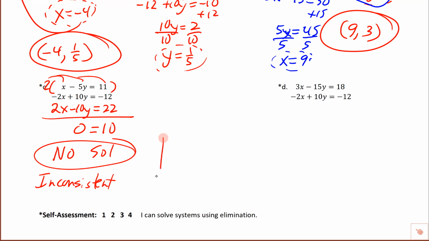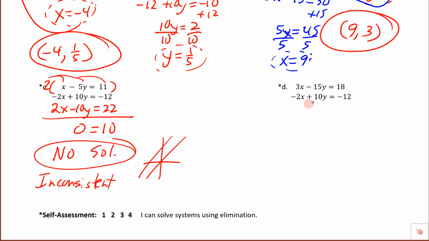And if we were to graph this, remember those 3 things that can happen? Those are going to be parallel lines. They have the same slope. They're going to go in the same direction, but they're never going to cross. Okay, so just something to keep in mind. You don't have to say inconsistent. You don't have to know that they're parallel lines. We can just say no solution, and we're good to go.